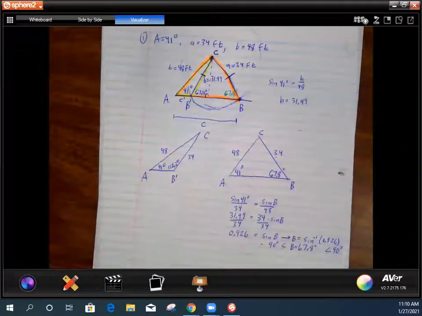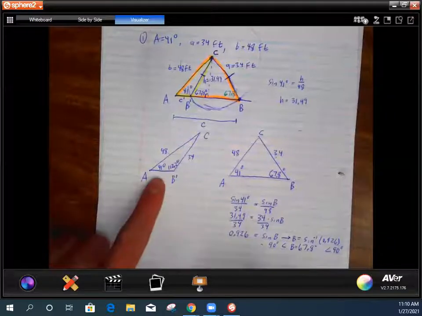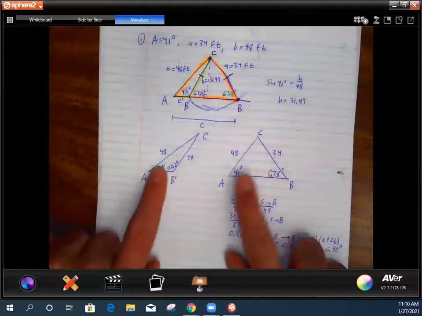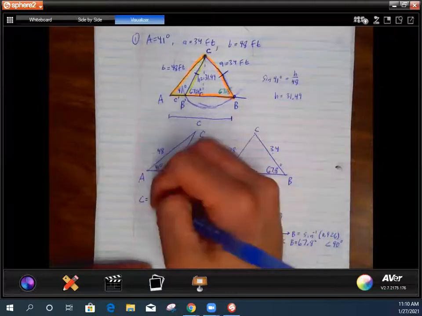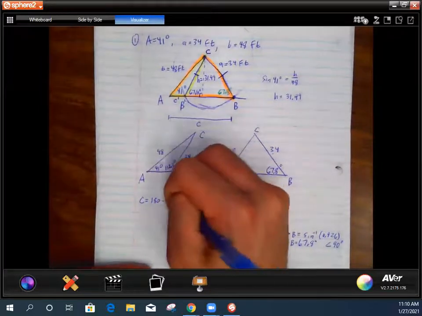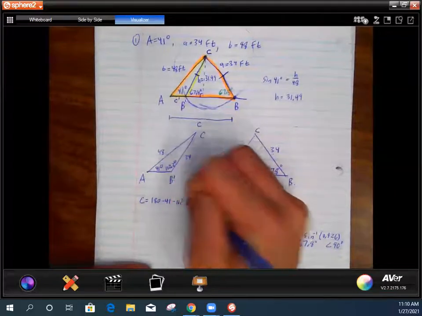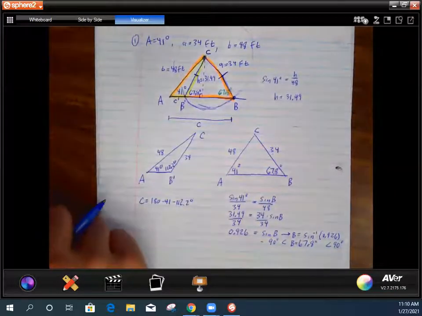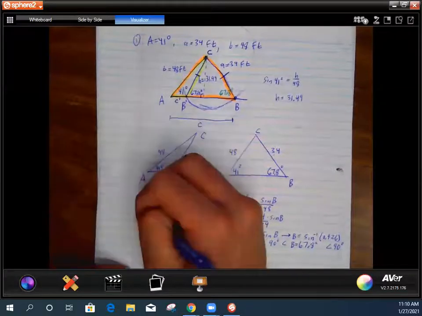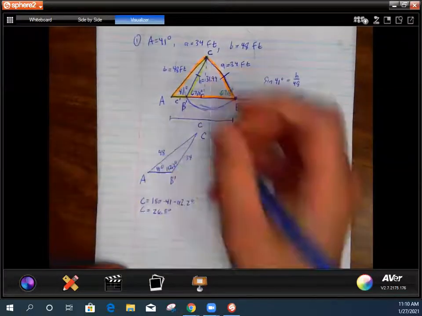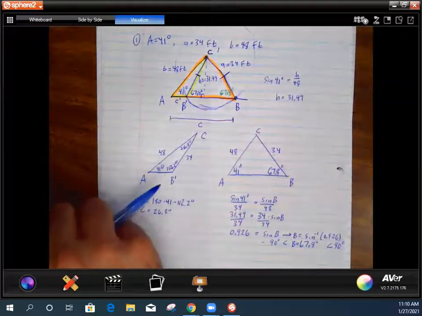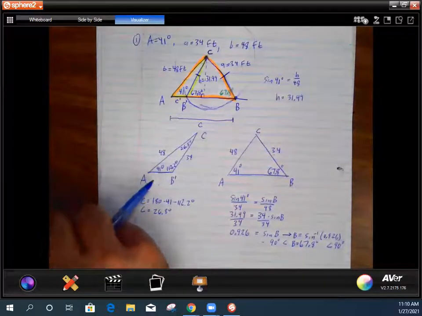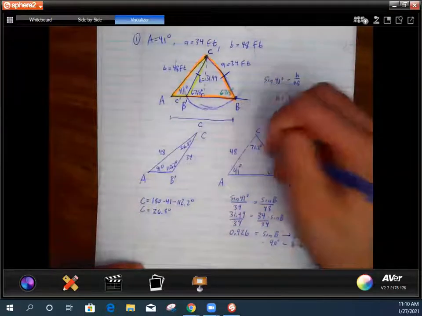And now you could just finish solving these two triangles, using the law of sines to find this side and subtracting these two angles from 180 to find these angles. So angle C in this triangle would be 180 minus 41 minus 112.2 degrees. So if I type that in my calculator, I get that angle C is 26.8 degrees. And subtract these two from 180, 180 minus 41 minus 67.8, I get that this angle is 71.2 degrees.